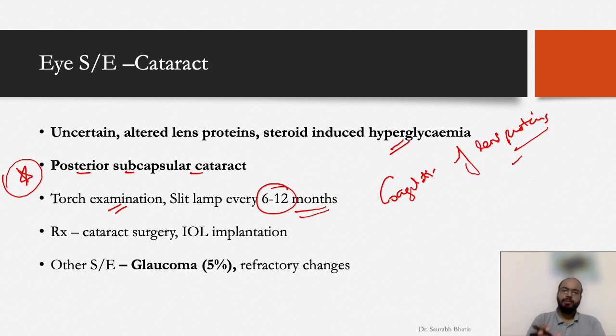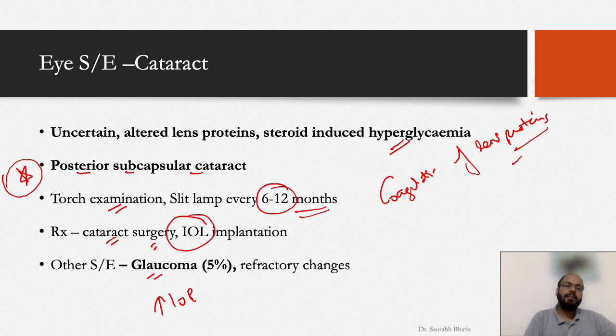So every 6 to 12 months, get a slit lamp examination to screen for cataract. If cataract is found and it is significantly impacting vision, counsel the patient to get cataract surgery. It's one of the easiest surgeries in ophthalmology. During cataract surgery, you can even implant an intraocular lens, an artificial lens, and the patient can have good clear vision. Other side effects is glaucoma, and that is because of increased intraocular pressure.